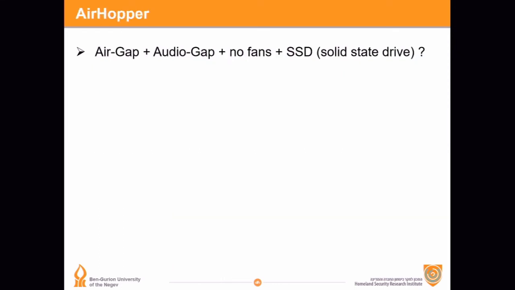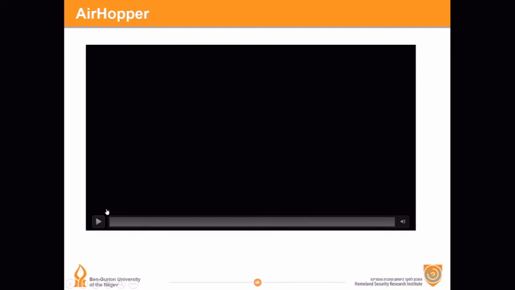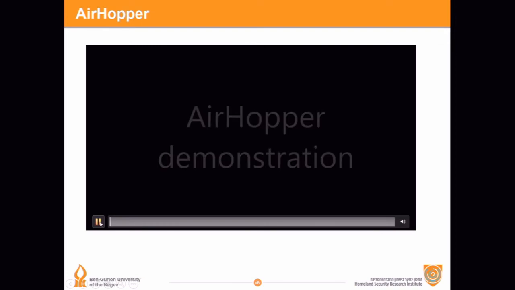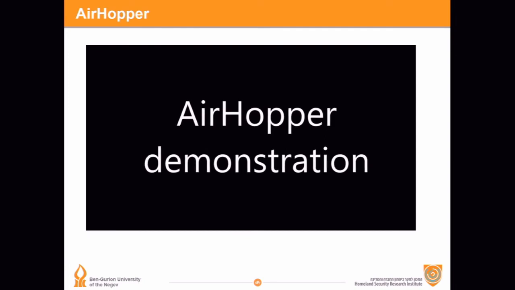So now what? We have an air-gapped computer, which is also audio-gapped, no fans, and we replace the hard disk drive with an SSD drive that makes no noise. And the question now is whether the attacker can still leak data from the computer. Now we have to move to the electromagnetic covert channels. Let's see the following video. I will have to jump because it's a long video, so I'll just get to the point.